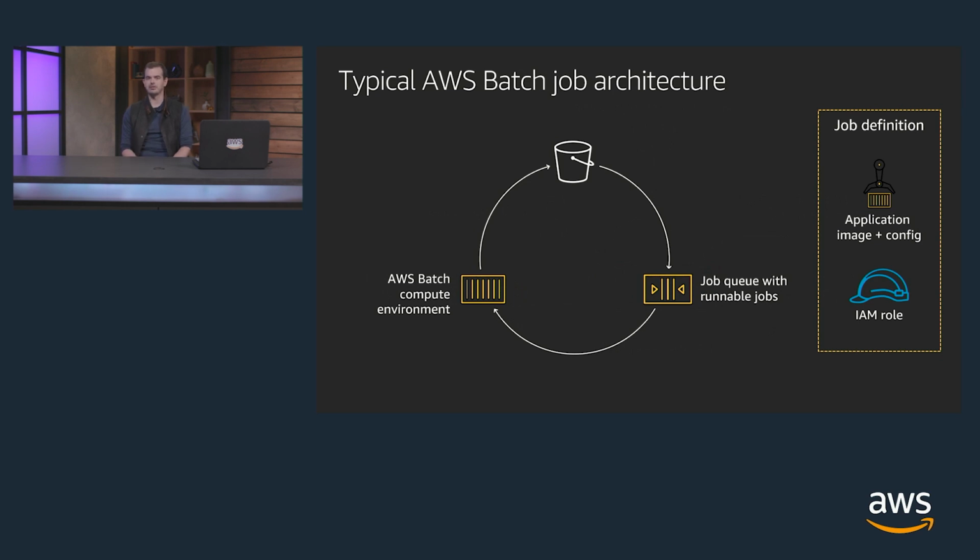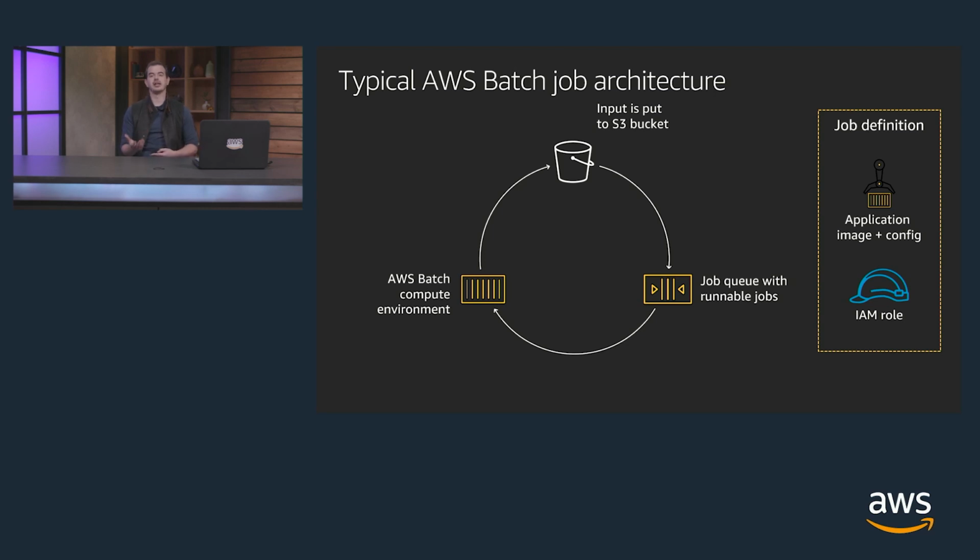Just to give you a brief overview of how AWS Batch works, let's take the example of an image transformation. What the customer does is they provide us with the job definition. This is your application image, your configuration, and your IAM role and permissions. Very often, in the case of image transformation, new input images will arrive in the customer's account, probably in the form of an S3 bucket.